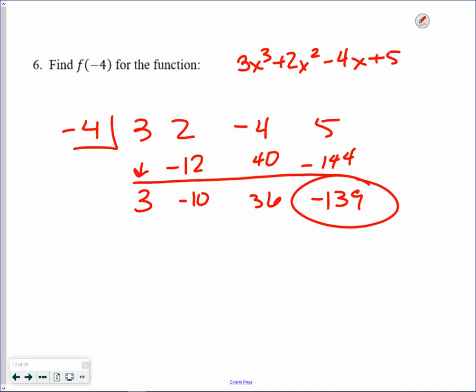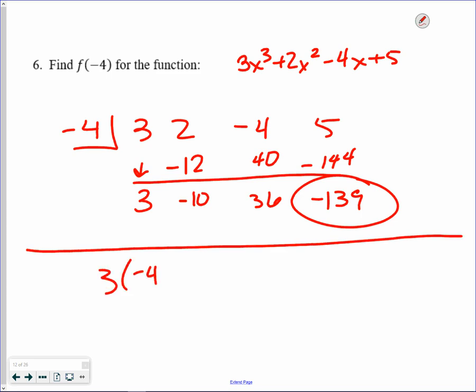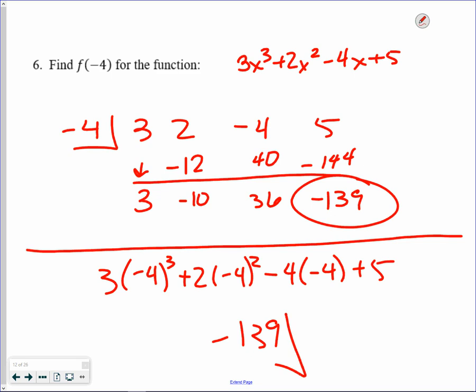Now you also could have done it this way, and on the test we will not take off. You can do it in either way, but you can plug -4 in for all the x's and you would still get -139.